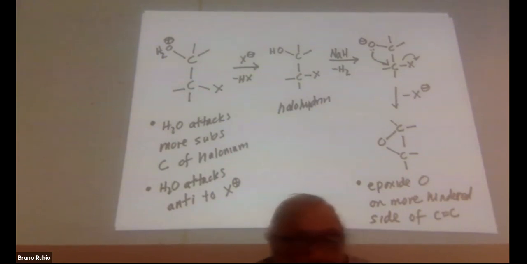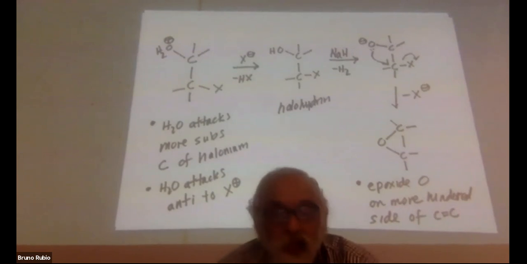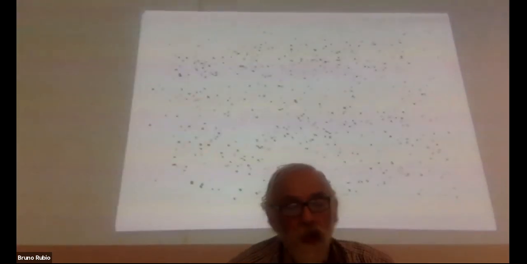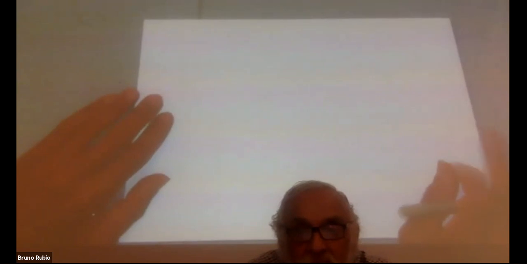Okay, so this route to creation of an epoxide using a halohydrin is quite involved. So let's go through some examples. Let's start out with something that has a more hindered side just right off the bat.